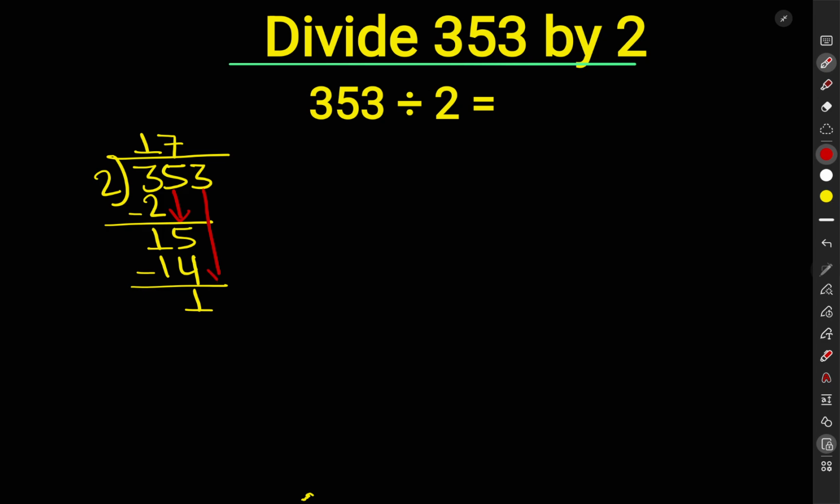So we put down the number beside this, 3. So it became 13, and 2 times 6 means 12. On subtracting we get 1. So again this 1 is less than 2, and there is no other number beside.